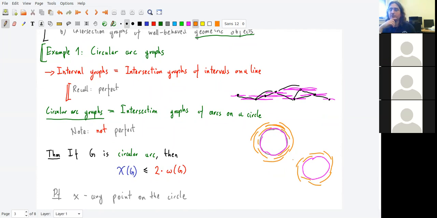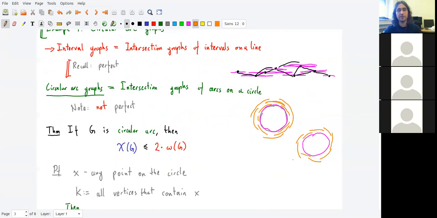In particular, odd ones: odd cycles are also circular arc graphs. But now I want to prove that this class is actually chi-bounded. The chi of a circular arc graph is bounded by twice the clique number. And the argument is actually very simple.